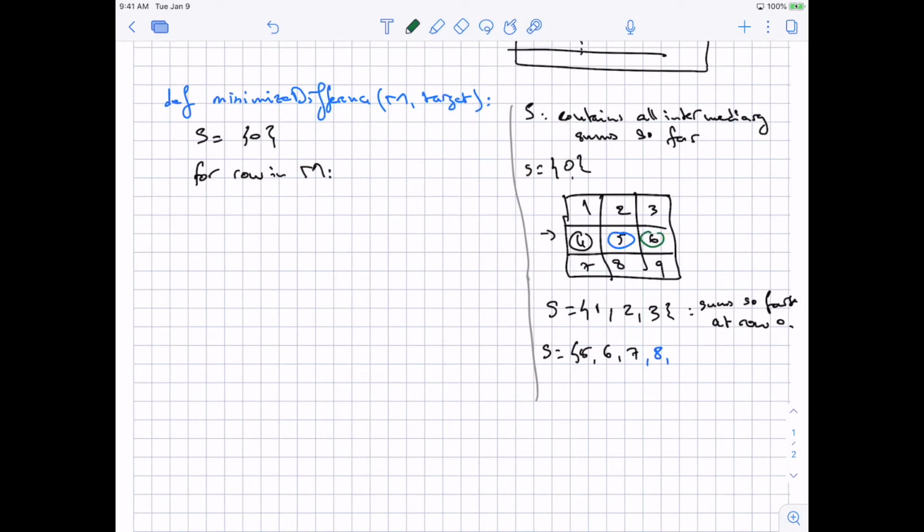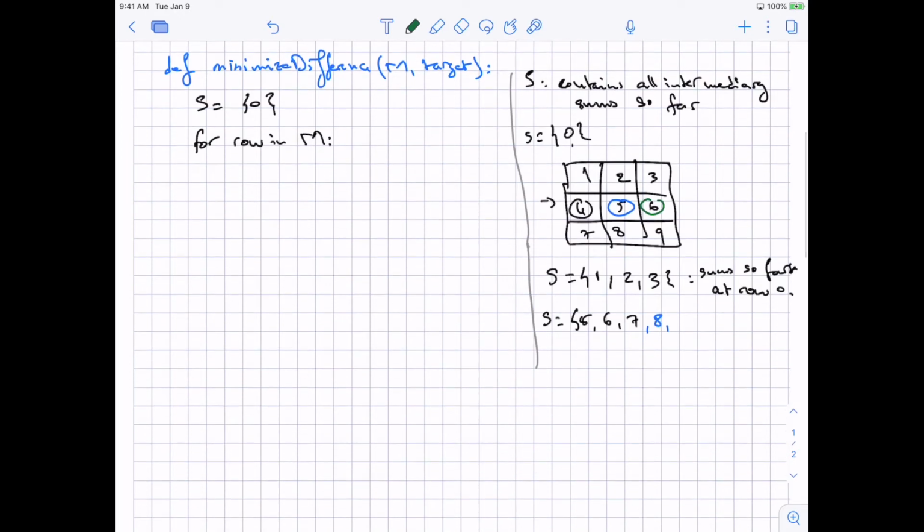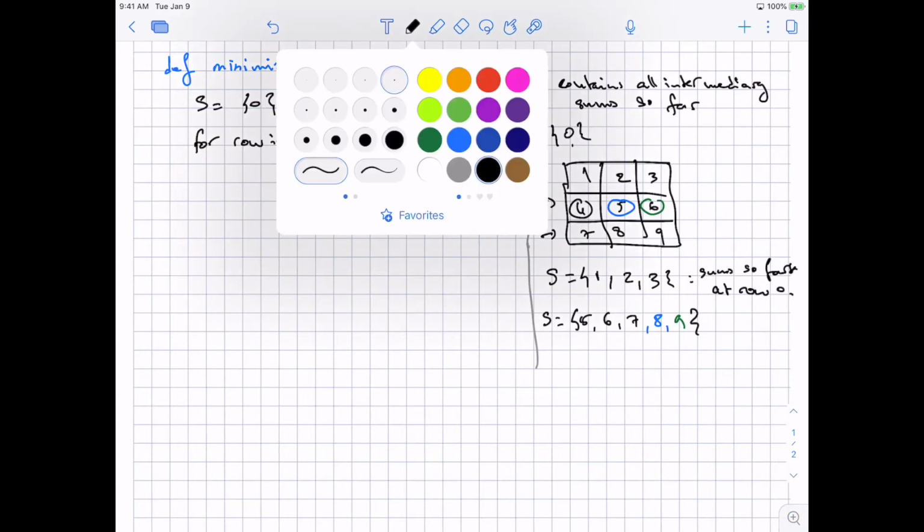Okay, so 6, let's add 1 plus 6. So we add each cell from the row to each sum, because that will get us the different combinations, right? And so 6 plus 1, that's 7, we already have 7. 6 plus 2, that's 8, we already have 8. 6 plus 3 here, that's 9, we don't have 9 yet, so we add it, right? And then we do the same thing for the last one. Okay, so how can we do this here in the Leetcode?